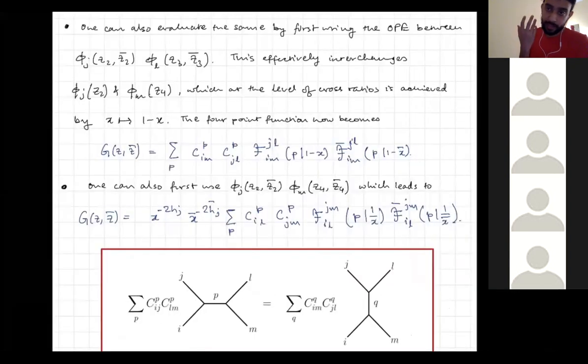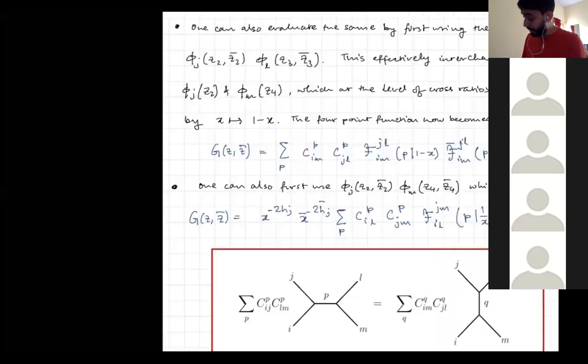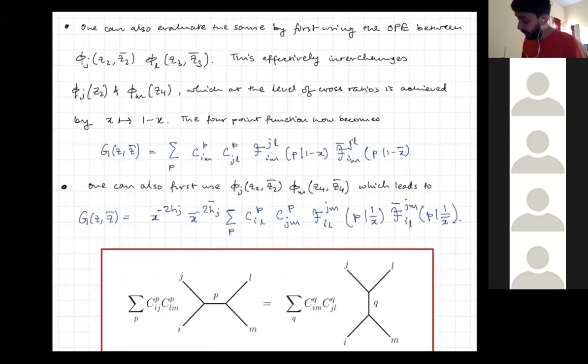You can also look at this sort of 4-point function, and instead of trying to do this and this, what you can do is you can do this with this and this one with this one. If you do that, what is going to happen is this will effectively interchange phi_j at z2 with phi_l and phi_m at z4. This, in a sense, is just the interchange of x with 1 minus x, and everything else goes through.